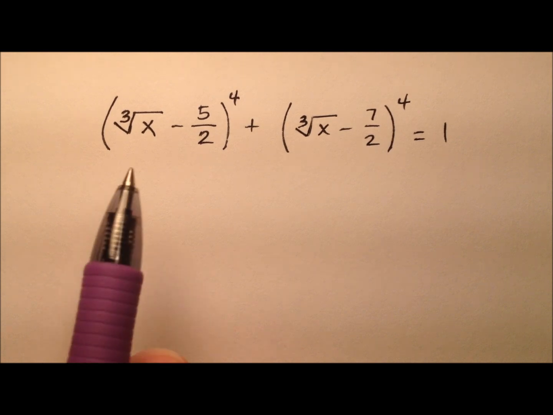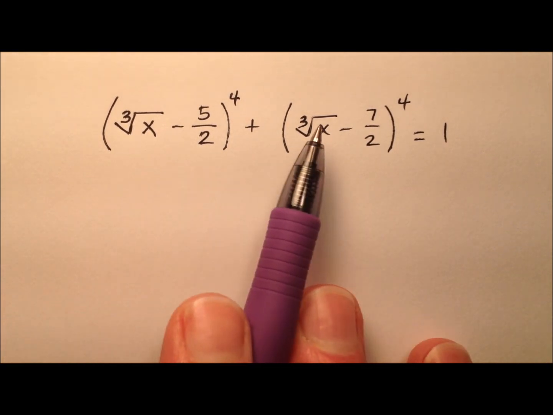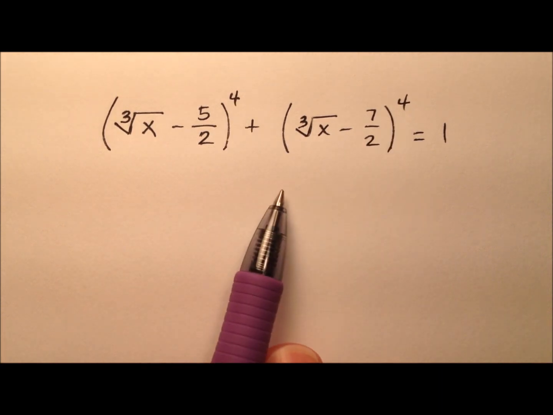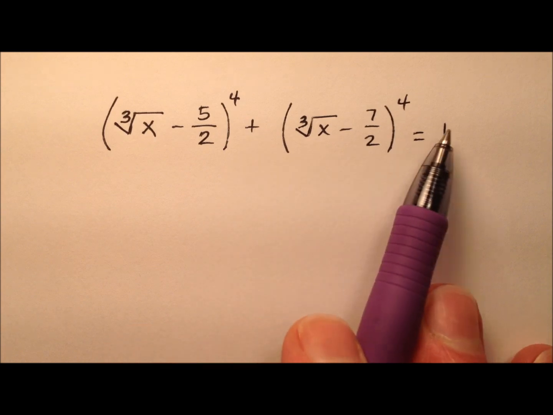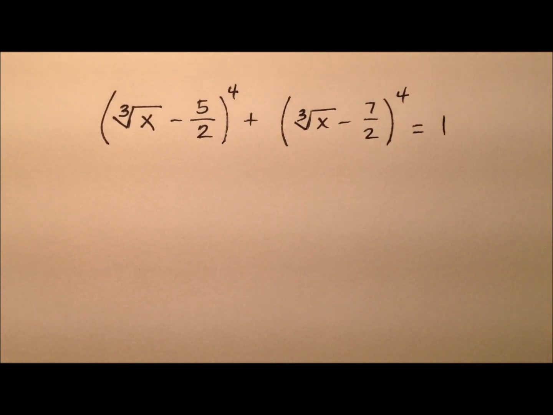In this example, we're going to take a look at solving this equation. And you can see we have a couple of cube roots in here and a couple of expressions that are being raised to the power of 4. And we're going to add them together, and we're going to say that sum is 1. All right, so how could we do this?